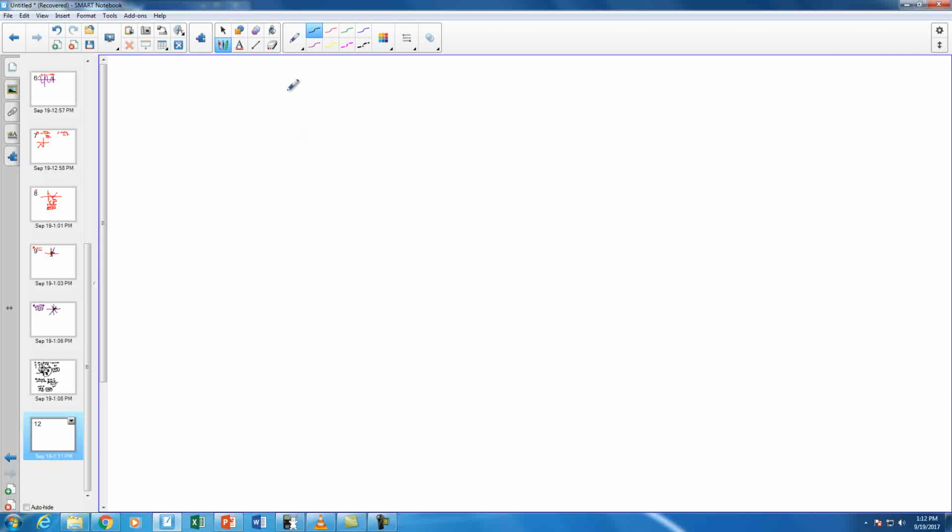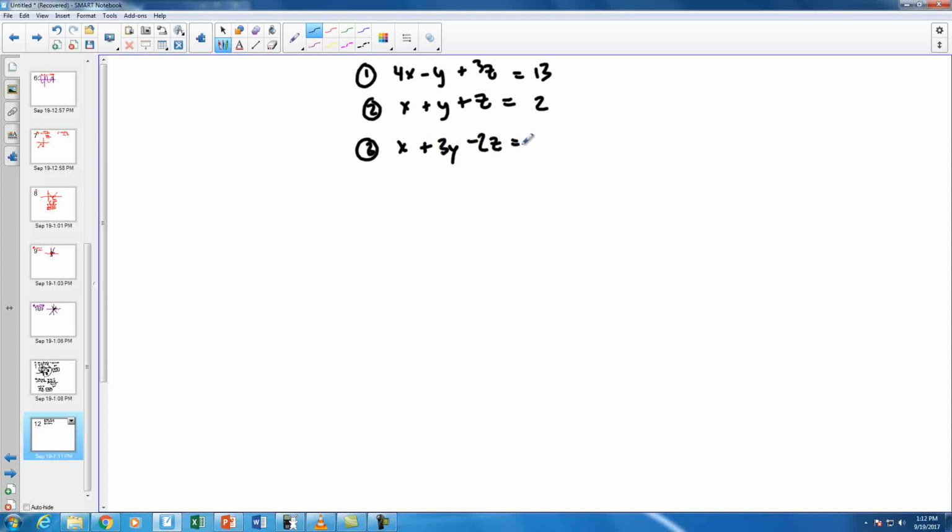It's the big one that has all of our equations, lots of work. So it's 4x minus y plus 3z equals 13. That's equation number 1. Equation number 2 is x plus y plus z equals 2. And equation number 3 is x plus 3y minus 2z equals negative 17.